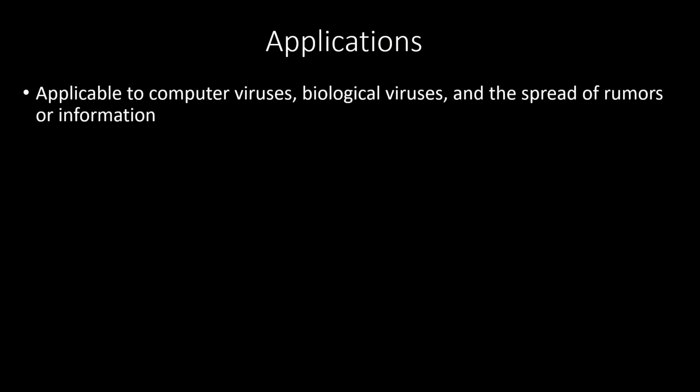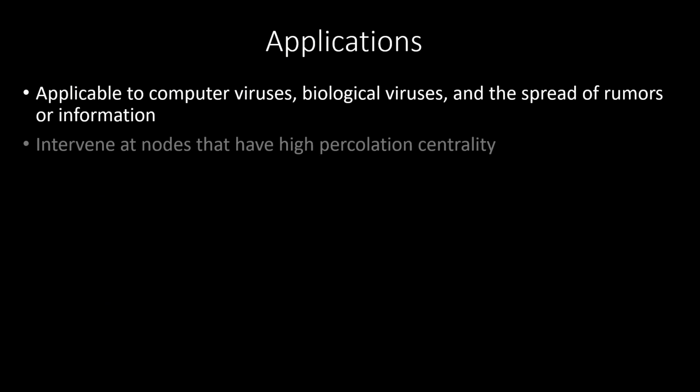Moving on, let's think about how percolation centrality can be applied. Whatever the contagion is, whether it's a computer virus, a biological virus, or a rumor of some kind, percolation centrality can tell us where we should allocate our resources to stop the spread. If we can only intervene at a limited number of nodes, it would be a good idea to intervene at the nodes with the highest percolation centralities.